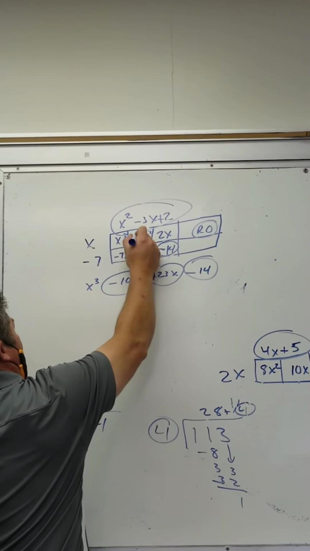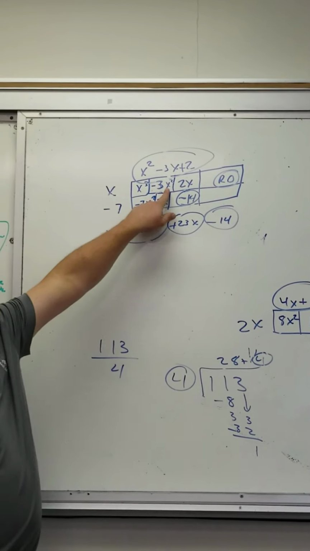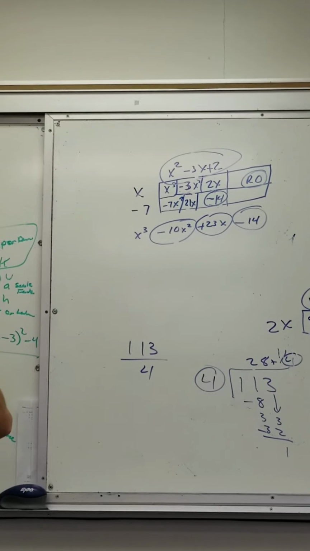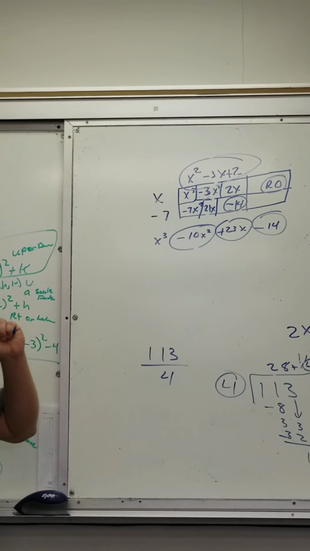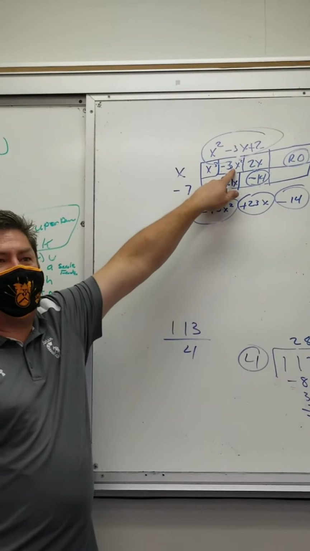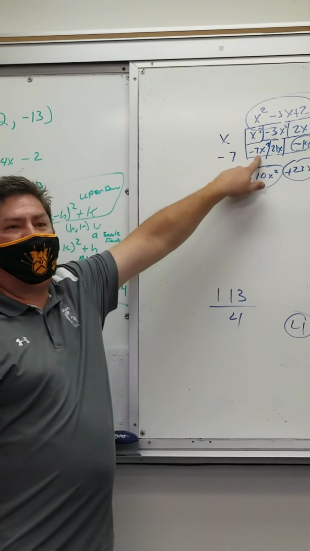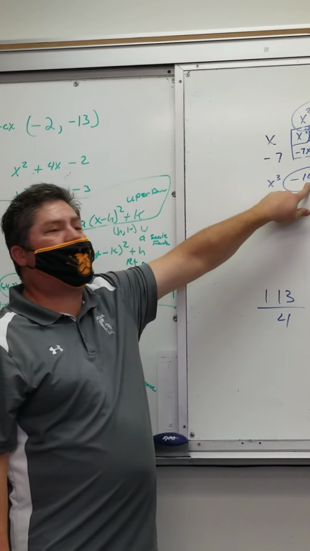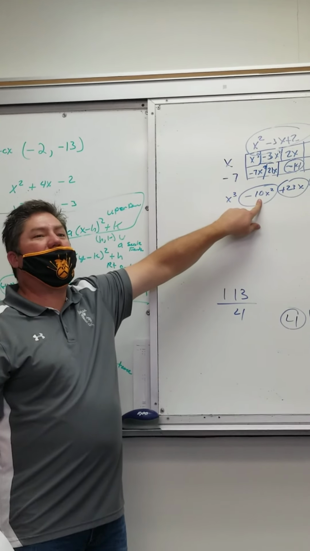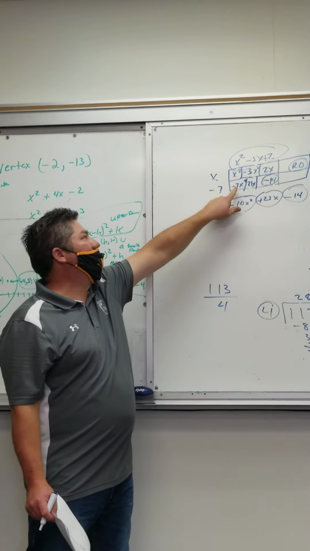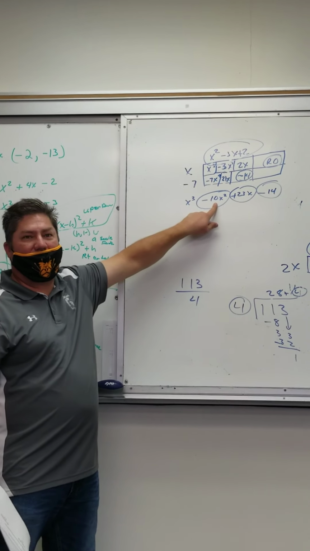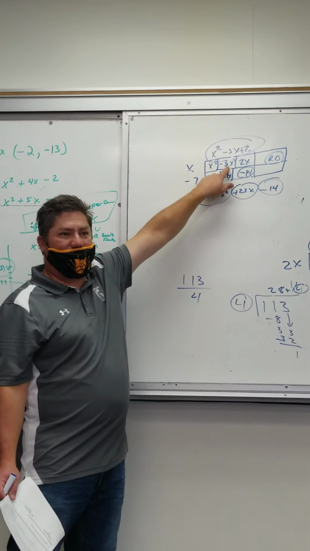Where did it come from? Where did the negative 3x squared come from? The negative 3 times new x. Not quite. How did I get the negative 3x in that box though? Because x squared times negative 7 gave me negative 7x squared. And I wish it was what? Negative 10x squared. So how do I make negative 7x squared be negative 10x squared? Negative 3x squared.